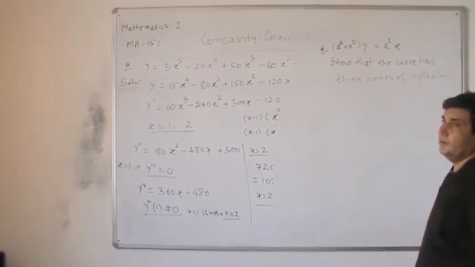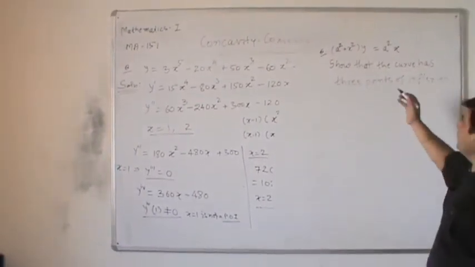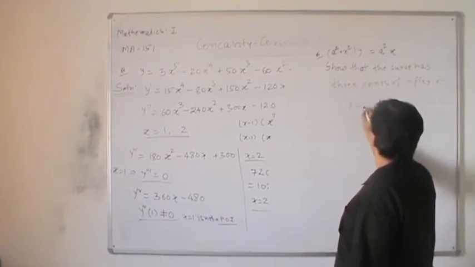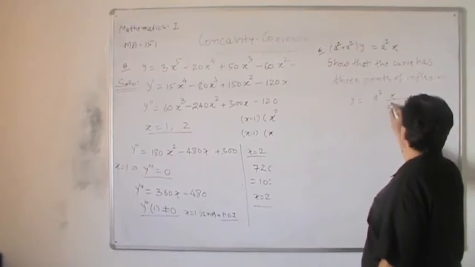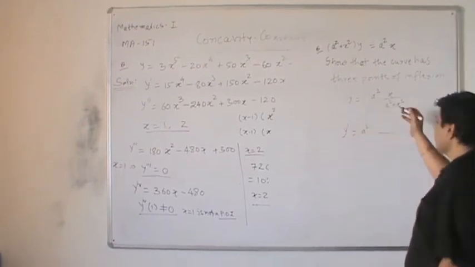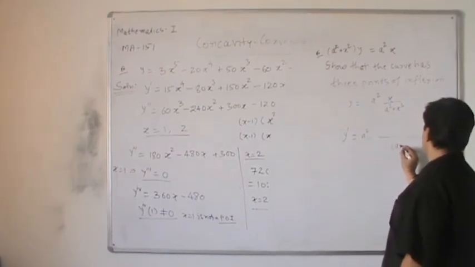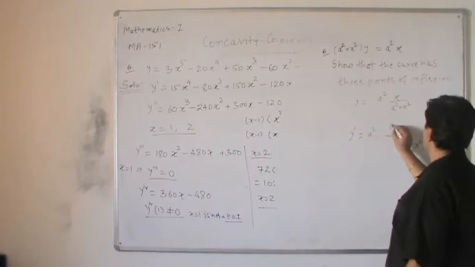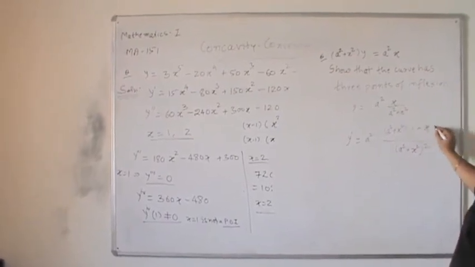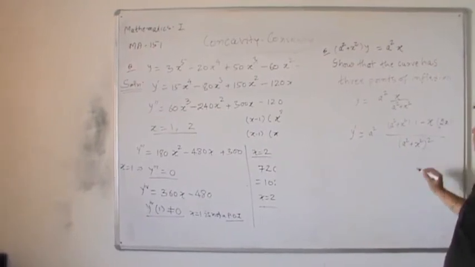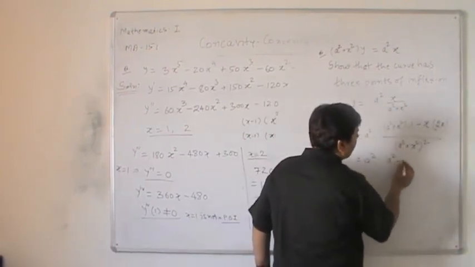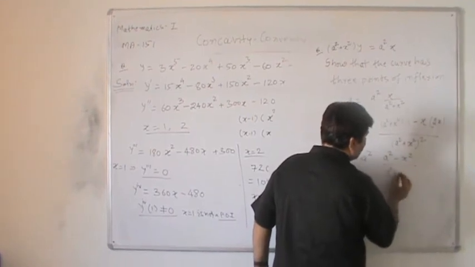Now to decide the points of inflection of the given curve, we need to find the derivatives up to second order. So first we write the given equation as y = a²x upon a² + x², and then we calculate the first derivative. Here we need to apply the quotient rule, the division rule: denominator squared, denominator into differentiation of the numerator minus numerator into differentiation of the denominator 2x. So we get y dash equal to (a² − x²) a² upon (a² + x²) whole square.